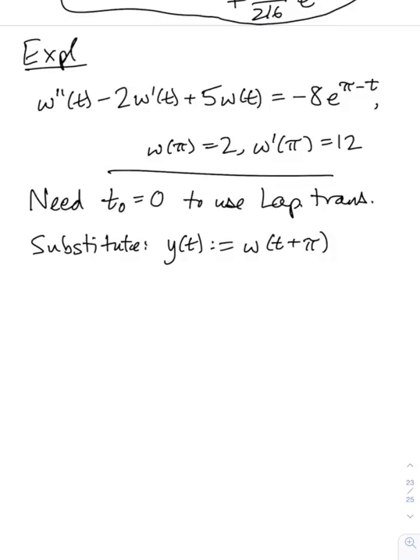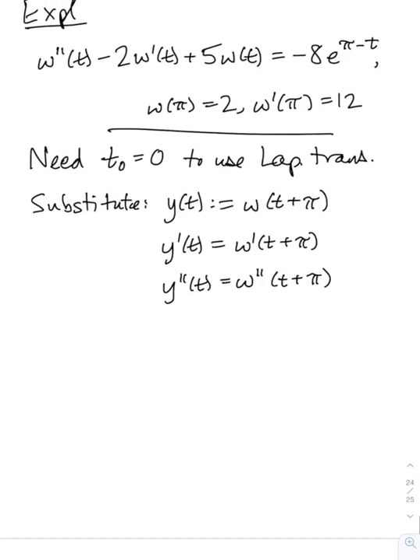Now, if that's my substitution, I need to figure out what y prime is. Well, we just need the chain rule. So we'd have w prime of t plus pi times the derivative d dt of the inside, but that's just 1. And then same thing for y double prime. It's going to be w double prime of t plus pi times 1.